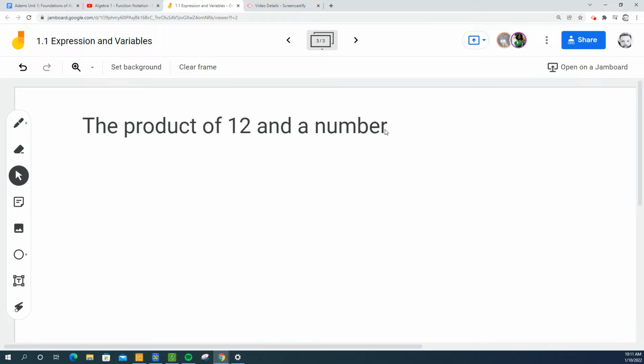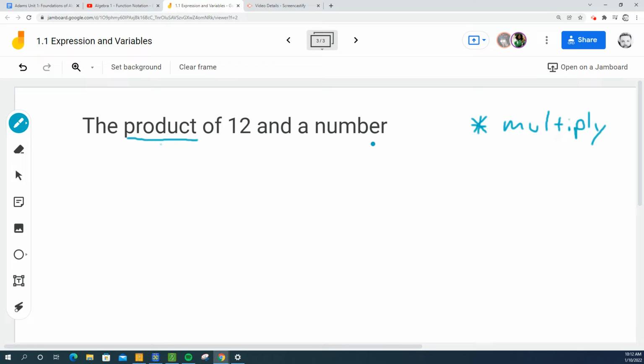While you're writing that down, I want you to think about something. What is a product? Does anybody know? The product is an answer to a multiplication problem. Do we know what the number is? No, we don't know what the number is. We know that there's 12. It's the product. In other words, 12 times a number.